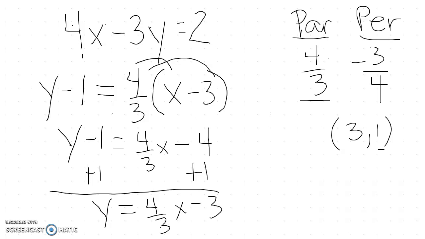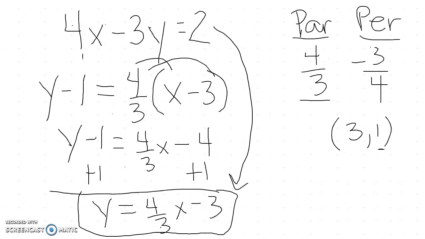So this line, y equals 4/3 x minus 3, is parallel to 4x minus 3y equals 2 at this point, going through this point 3, 1. All right, parallel to it, going through the point 3, 1, and that's basically what you do. Again, it's just algebraic manipulation. You're plugging information in and getting to the solution.